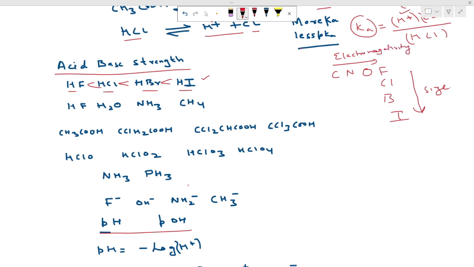Okay, since iodine has the largest size, it can easily donate the hydrogen, and therefore it is more acidic than HBr, then HCl, and then HF.